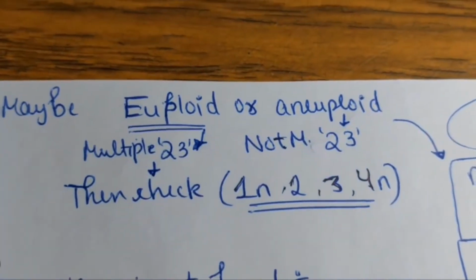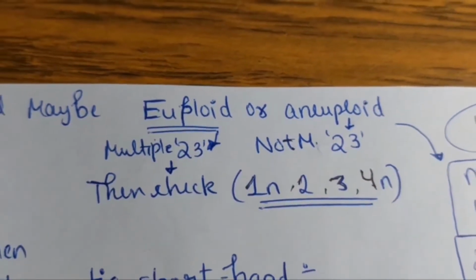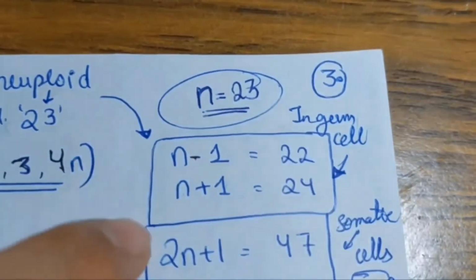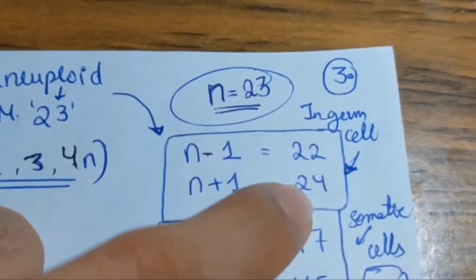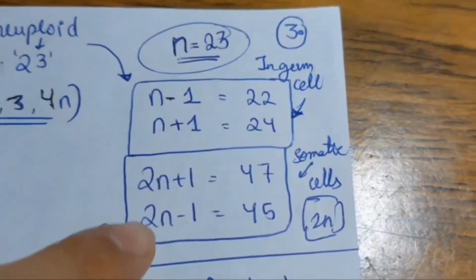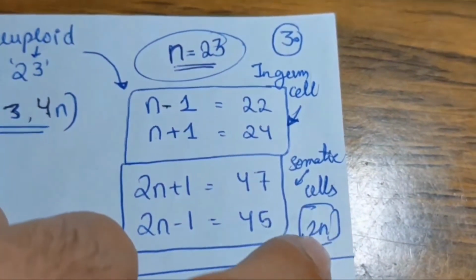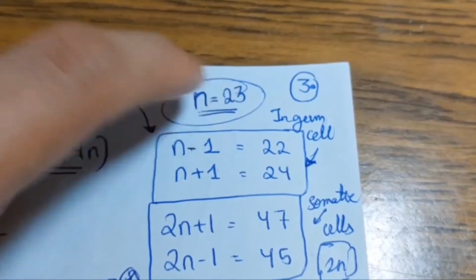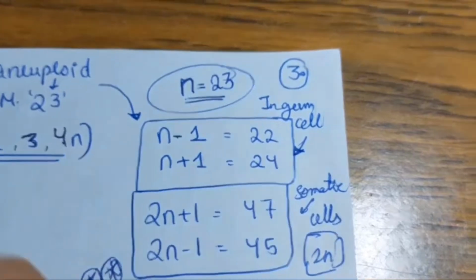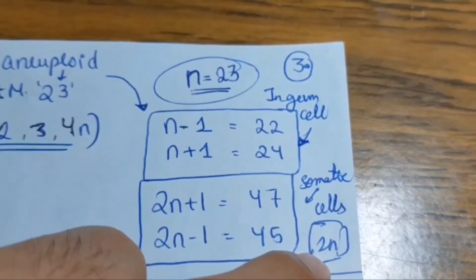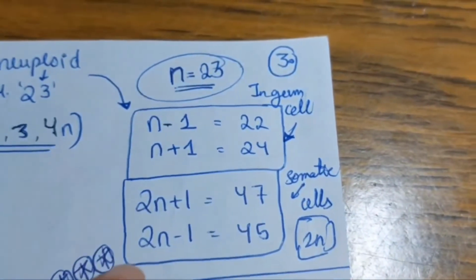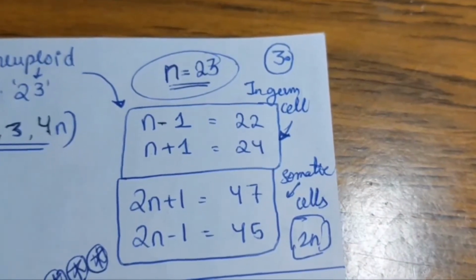So if a cell is aneuploid, it does not have a total number of chromosomes that is a direct multiple of 23. For germ cells, it will be written as n minus 1 if it is 22 chromosomes, and n plus 1 if it is 24 chromosomes. So here we can see they are not multiples of 23. Whereas for somatic cells, we know normal somatic cells have 2n, and a normal germ cell has n equal to 23. So n minus 1 and n plus 1 are examples of aneuploidy for germ cells, whereas for somatic cells the normal number is 2n chromosomes, but if it is aneuploid it will be 2n plus 1, that is a total of 47 chromosomes, or 2n minus 1, equal to 45 chromosomes.